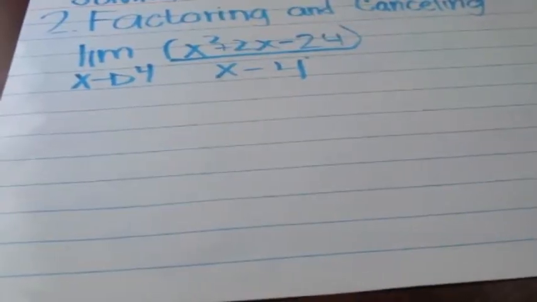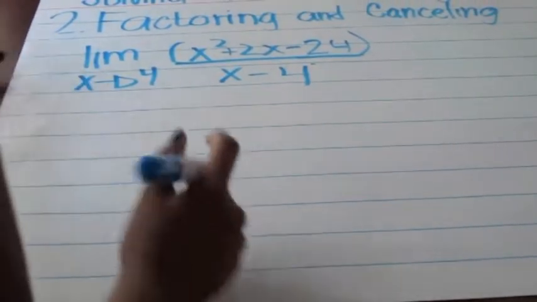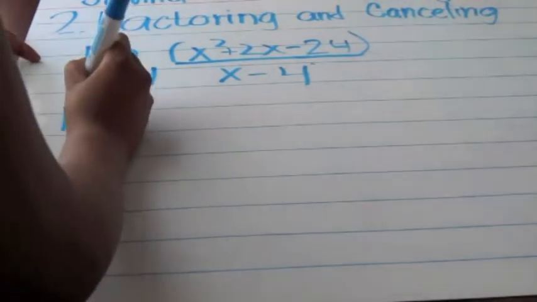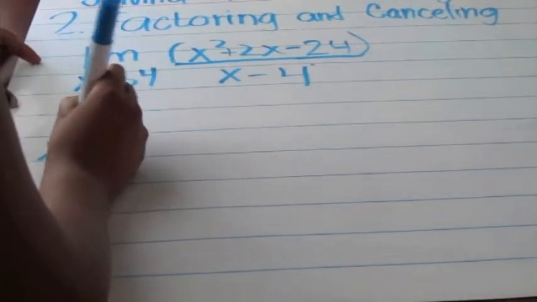The second way of solving limits algebraically is by factoring out and canceling anything that you possibly can. Substitution will not always work if the answer turns out to be indeterminate, and indeterminate means that your answer is 0 over 0. Then you want to factor the problem and cancel out anything you can, because that will make solving it much easier. So our next problem is the limit of x squared plus 2x minus 24 over x minus 4 as x approaches 4.